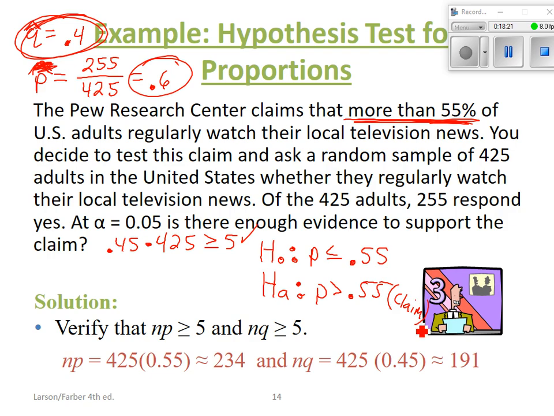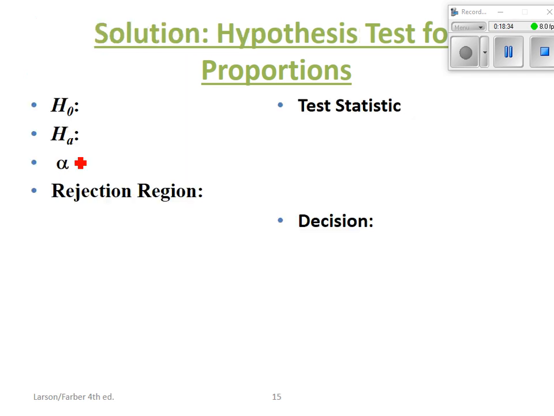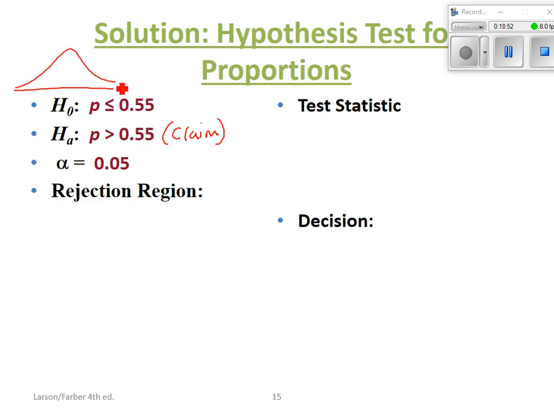Once we have those two things, we're at a 5% level of significance, so we're going to use that. We found our p hat, which was 0.6. We found our q hat, which was 0.4. Make sure I did this right. So this was your claim, and I forgot it on here, so make sure you do that. Your alpha, your level of significance, is 0.05. Now we're going to draw our rejection region.